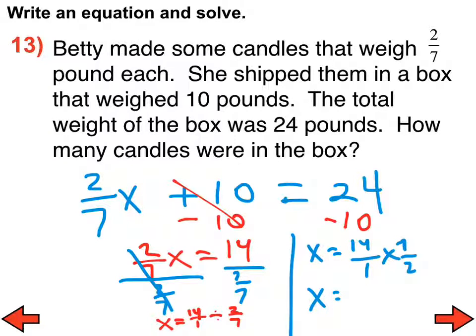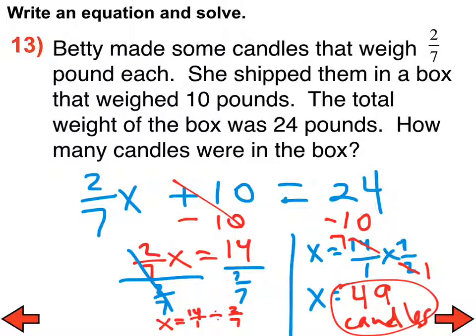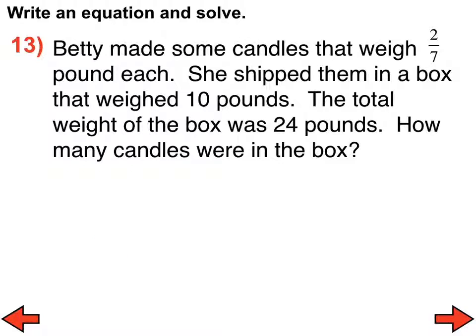And Emma, what's the final answer? Cross canceled, so I have 7 times 7 left. Zach? X equals 49 what? 49. Candles. Very good. Any questions about this? Everyone okay? All right.